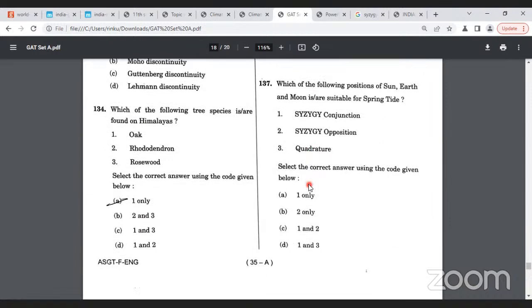So the answer for question number 134 is going to be both oak and rhododendron. So 1 and 2, option D. Option D should be your answer. Okay.